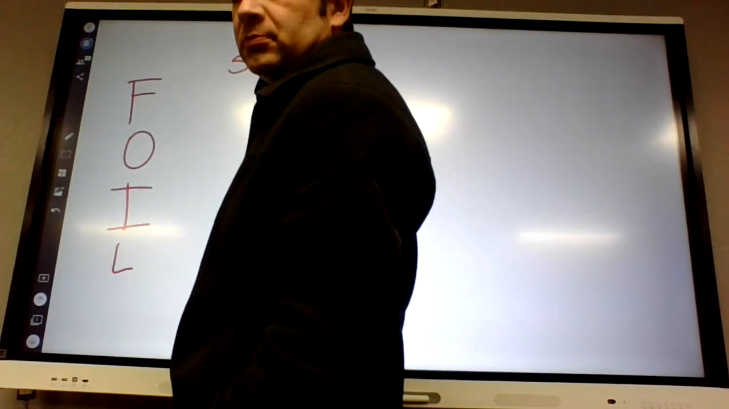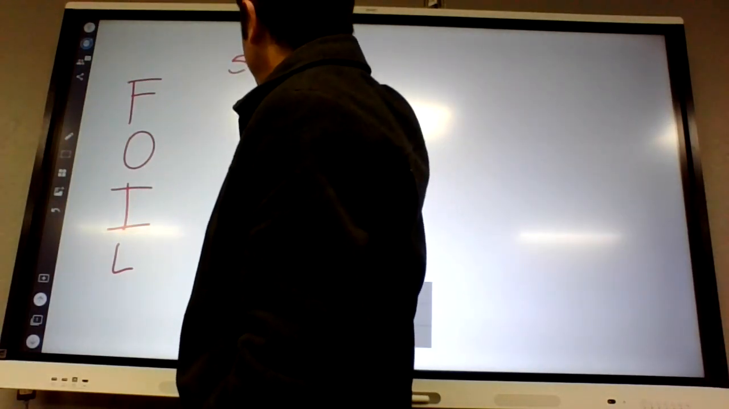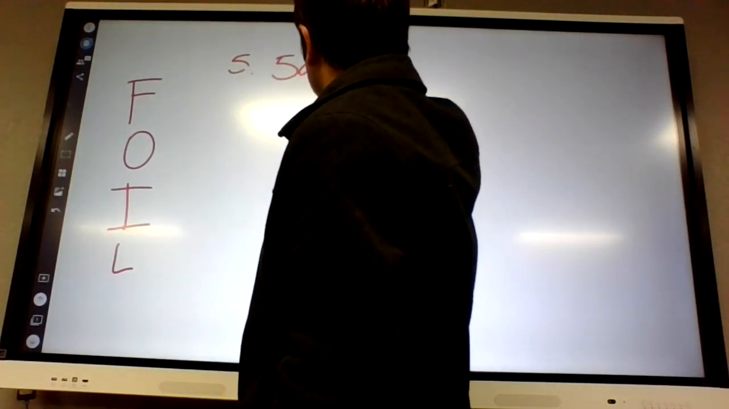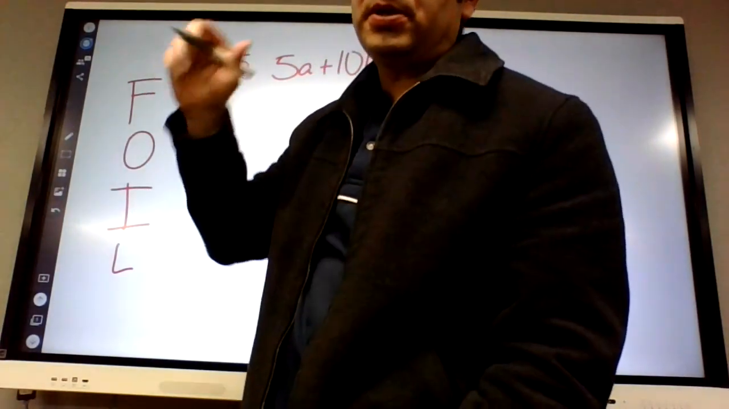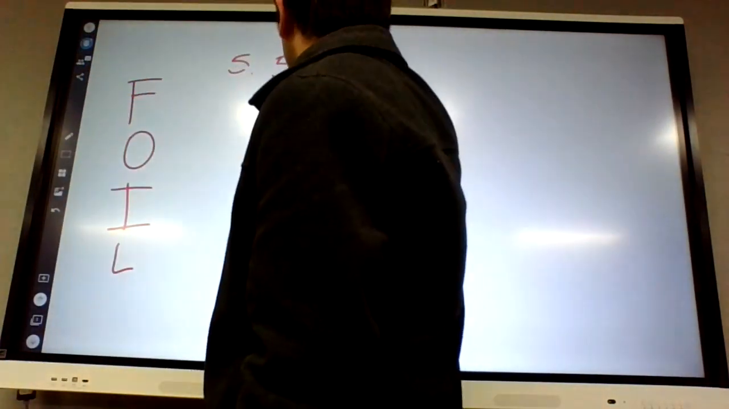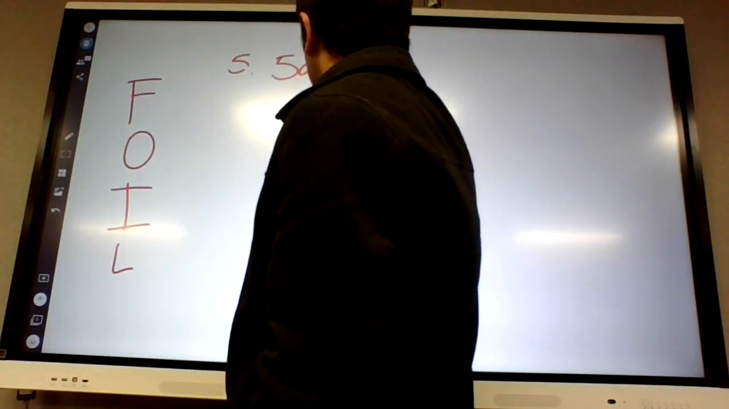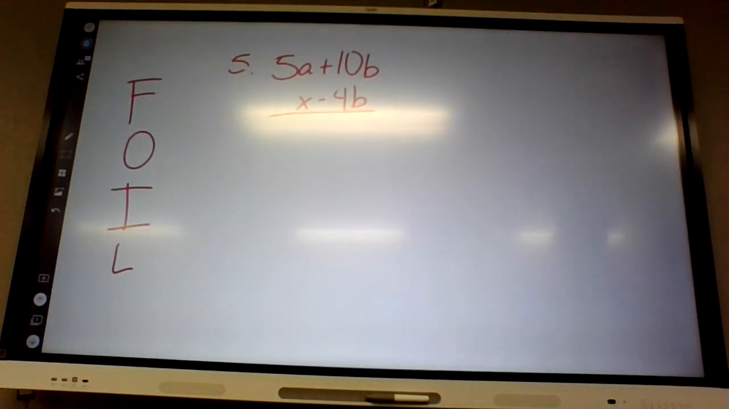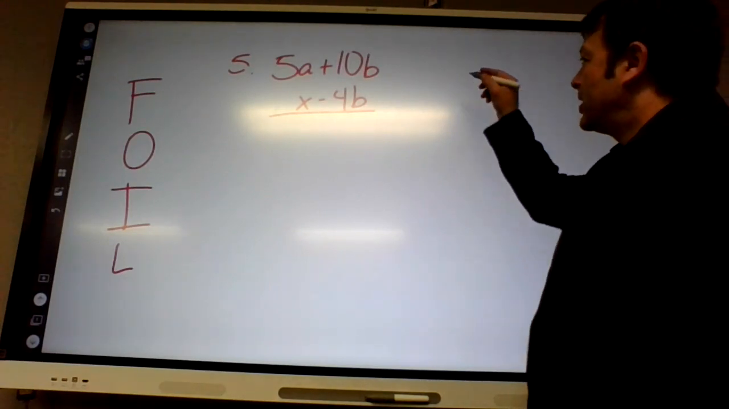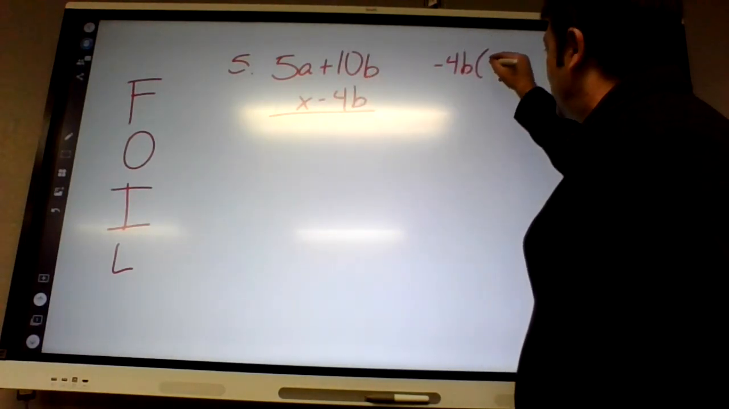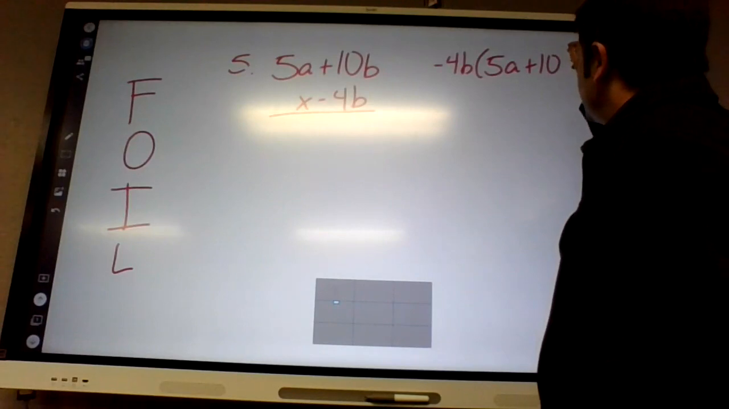Yeah, because those problems look confusing. I'm not going to explain it; it'll just confuse people. So how do you guys think we could do 5a plus 10b times negative 4b? This is kind of a weird way to write it. It's usually written like this.